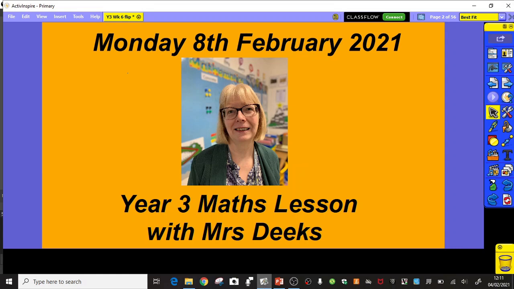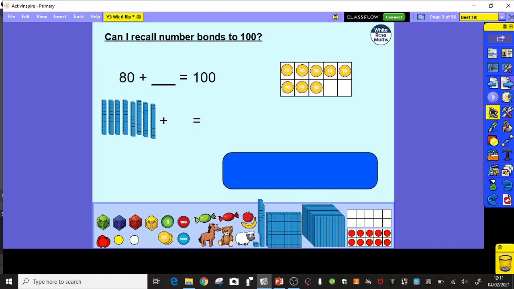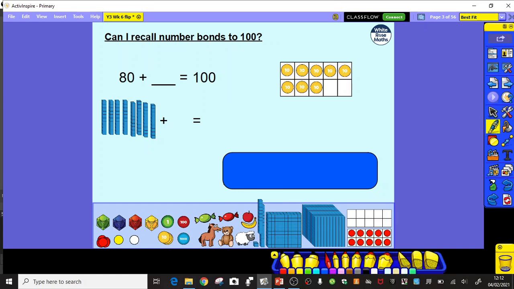We're going to start off with some quick calculations involving your number bonds to 100. So we've got a calculation here. 80 plus something is 100. Now I've got 8 10 sticks here. So how many more do I need to add to get to 100?